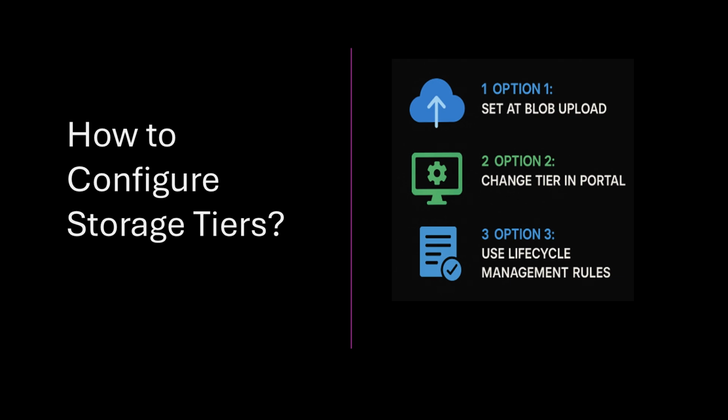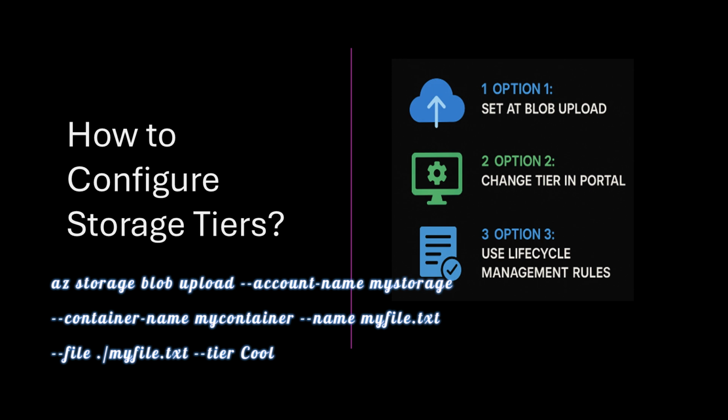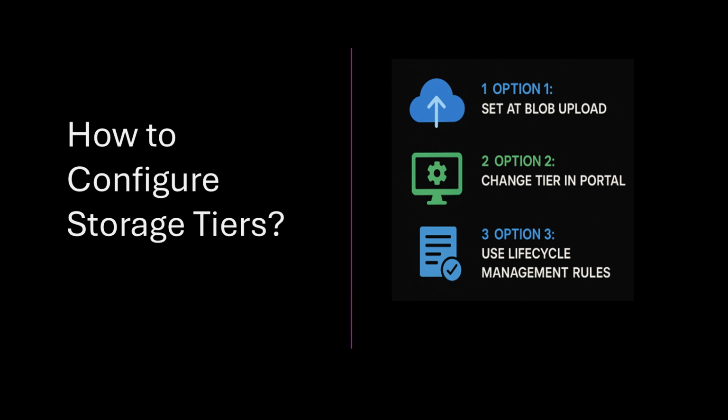You have multiple options to configure Azure Blob storage tiers depending on your needs. First, when you're uploading a blob, you can set the tier directly using the Azure CLI. For example, you might use a command, like shown on the screen, to place a file straight into the cool tier during upload. If you prefer the Azure portal, you can manually change the tier after upload. Simply go to your storage account, open the blob container section, select a blob, and under change tier, choose between hot, cool, or archive, then save your changes.